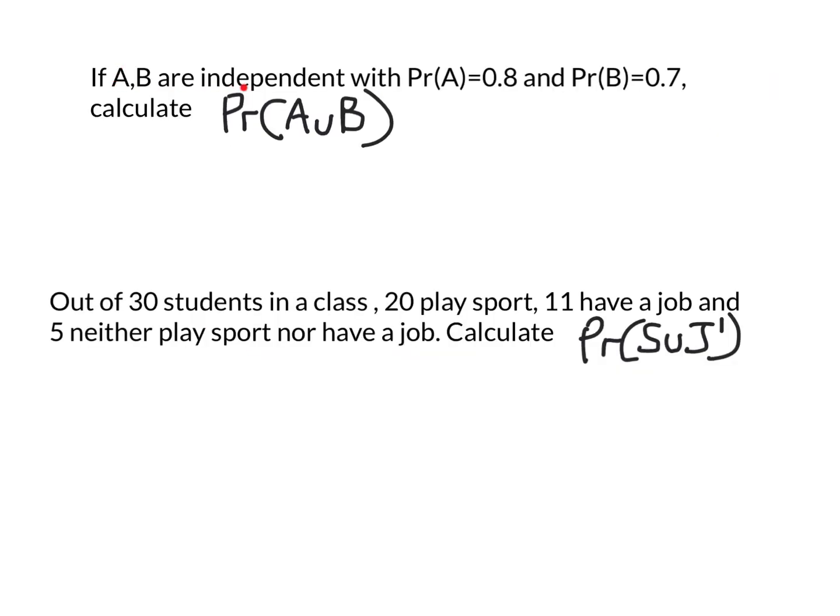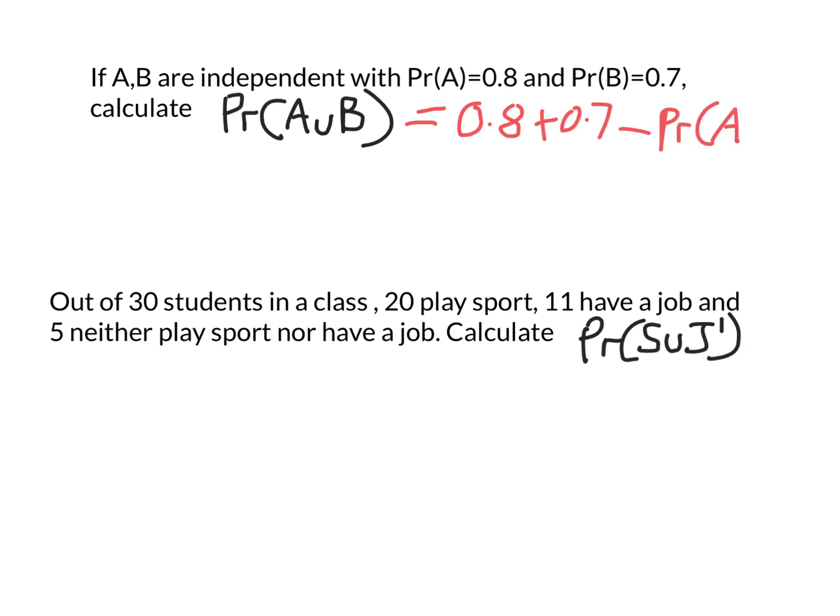So let's say that A and B are independent with probability of A 0.8, probability of B 0.7. We're going to calculate the probability of A or B. So remember, that's the probability of A plus the probability of B, so 0.8 plus 0.7. And now we need to subtract the probability of both.